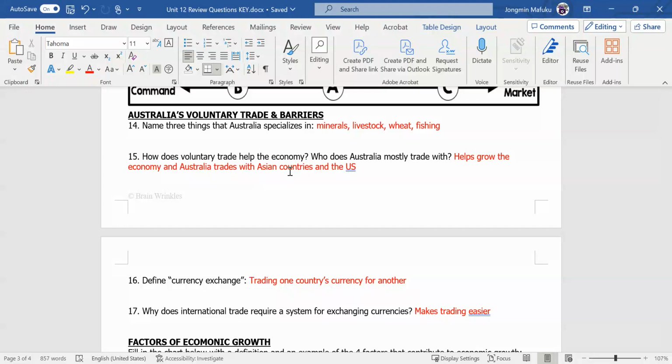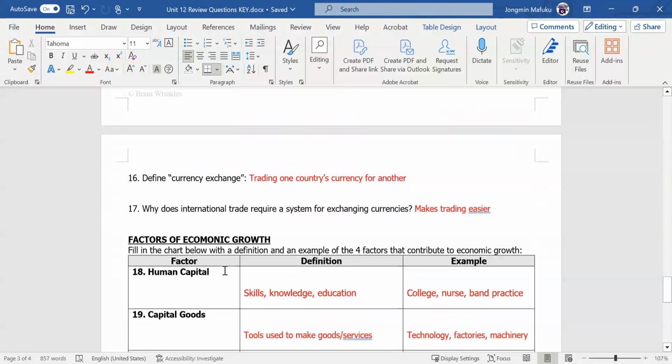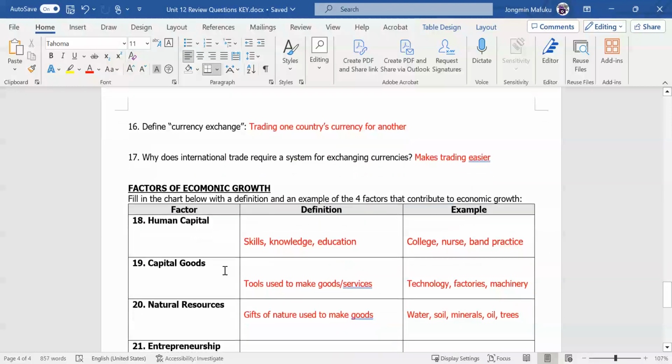Number 16, define currency exchange. Now, currency exchange is trading one country's currency for another, meaning you trade United States dollars to Mexican pesos, you trade Vietnamese dong to Korean won, you trade Korean won to Japanese yen. You're trading currency with another country's currency because if you go to Japan and you give me a peso, I'm going to ask what you want me to do with this. So you need to make sure you have the right currency when you go to the right country.